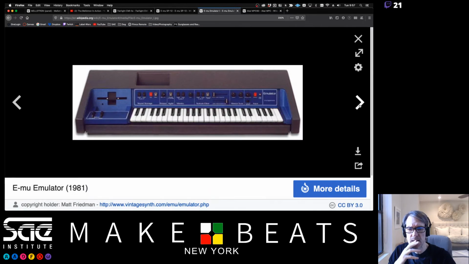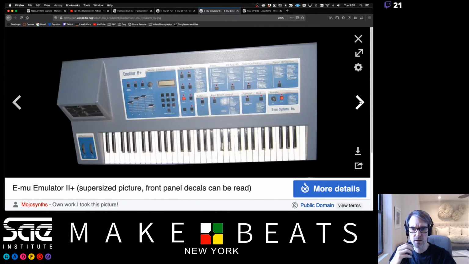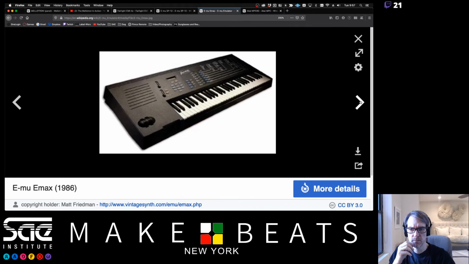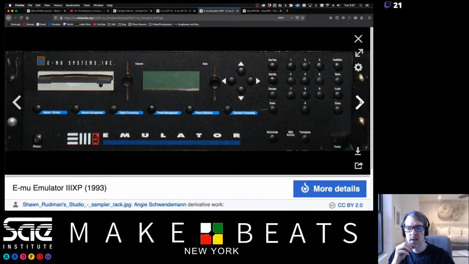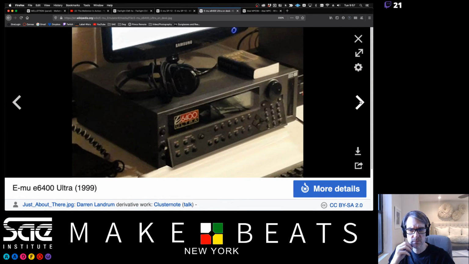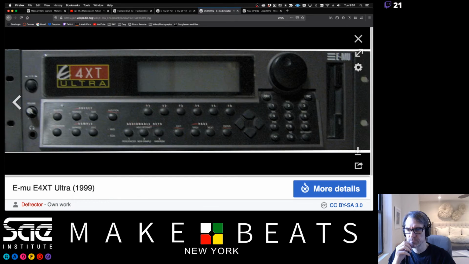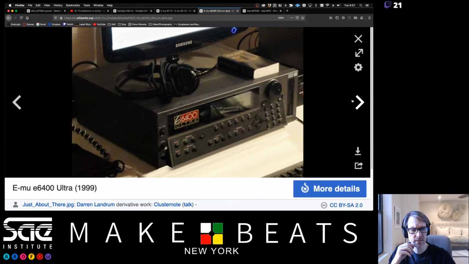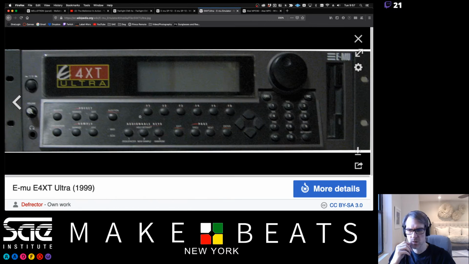The EMUs actually kept going throughout the years, along with the Akais, and this is what they kind of look like throughout the ages. And they got into these, the E6400, which was one of the last ones they made. There we go. Yeah, here's the E4XT. I almost bought the 6400 or the E4XT. I'm not sure which one.